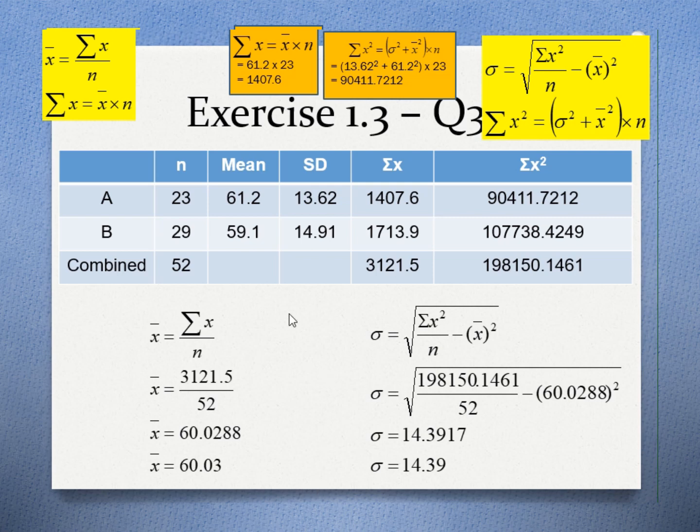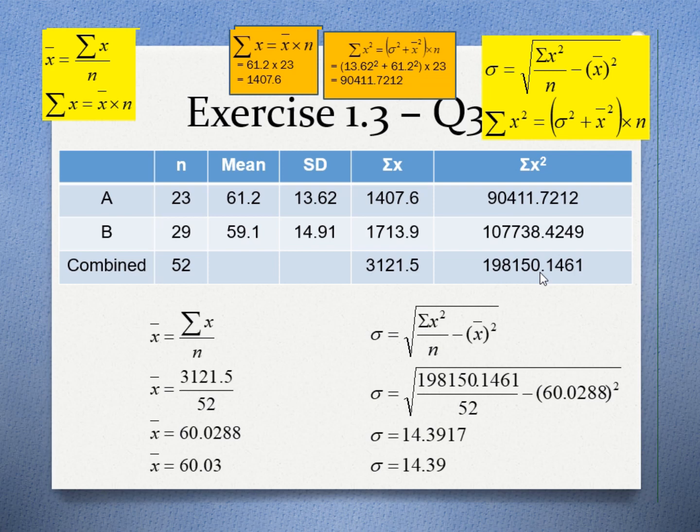Okay, then like I told you, if you want to combine, you need to combine your n. Therefore, we total up our n. Our new n is 52. And what is our new sigma x? You add up both, 3121.5. And then what is your new sigma x squared? You add up both, this is what you get.